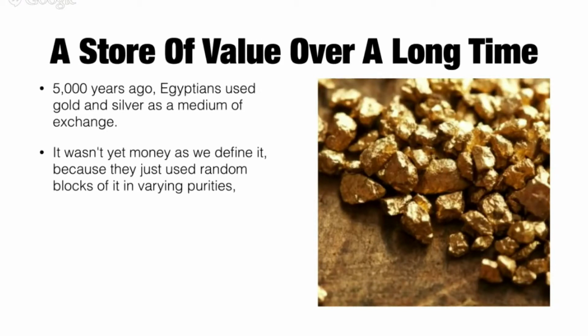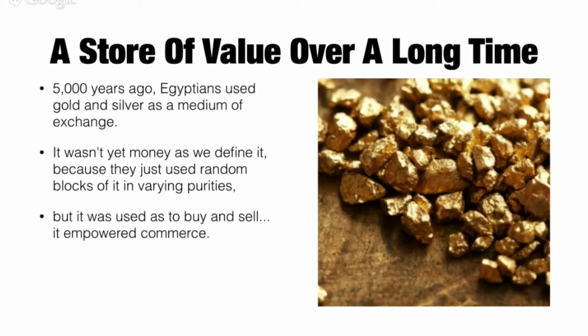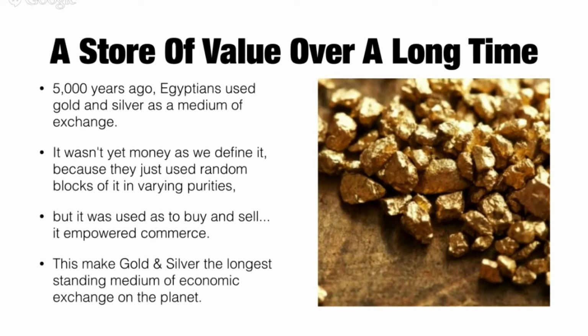It was just a medium of exchange at this point, because like Fabian said with the diamond example, you had to weigh them and measure them, and the gold rock in your pocket wasn't the same as the gold rock in my pocket. So it wasn't money at this point, but it was a medium of exchange, which basically means it was used to buy and sell. It empowered commerce, which makes gold and silver the longest standing medium of exchange on the planet, bar none, which is, I think, pretty cool.